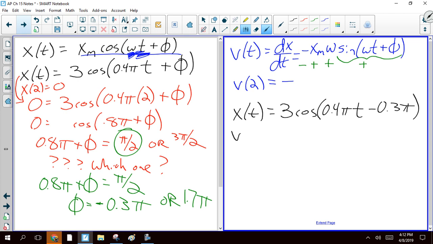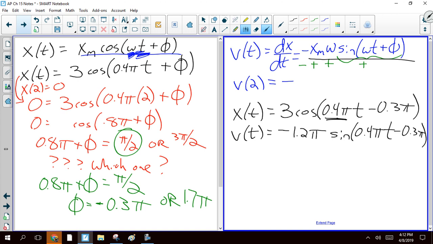That means the velocity at time t, if you take the derivative, remember, it's this mess. So you get negative, let's see, omega is 0.4 pi times 3, so that's 1.2 pi, times the sine of 0.4 pi t minus 0.3 pi again. And in a minute, we're going to take another derivative to find the acceleration. So we just found a lot of stuff, didn't we? A lot of trig, though, unfortunately.